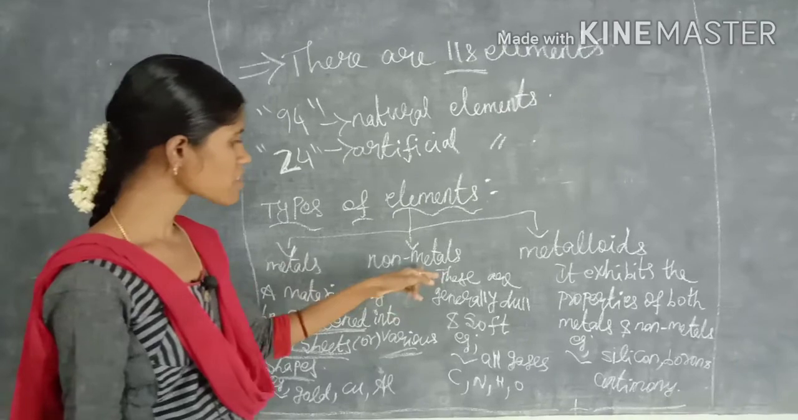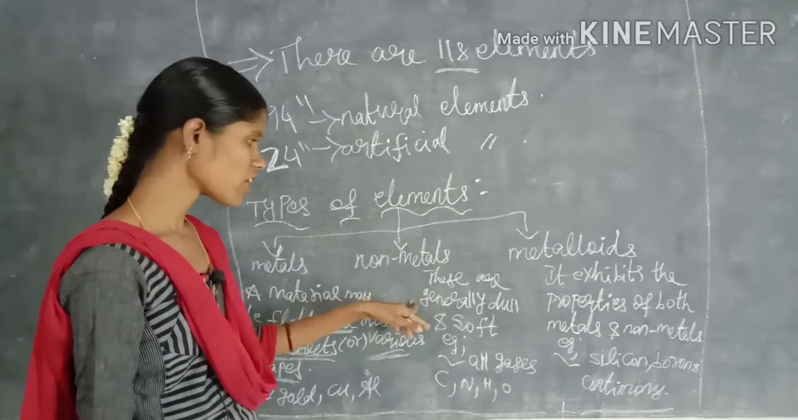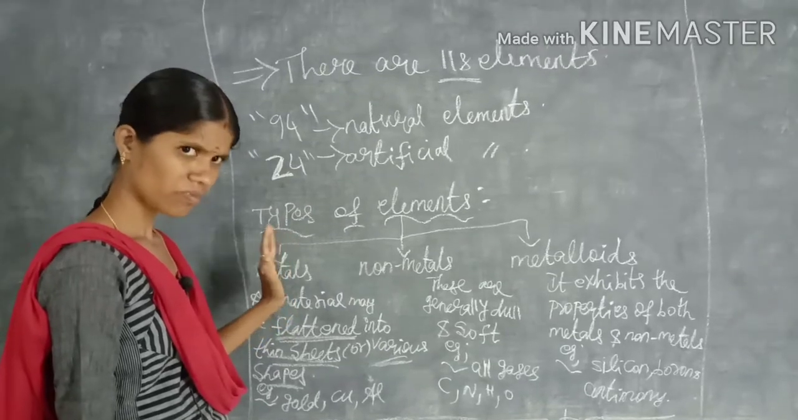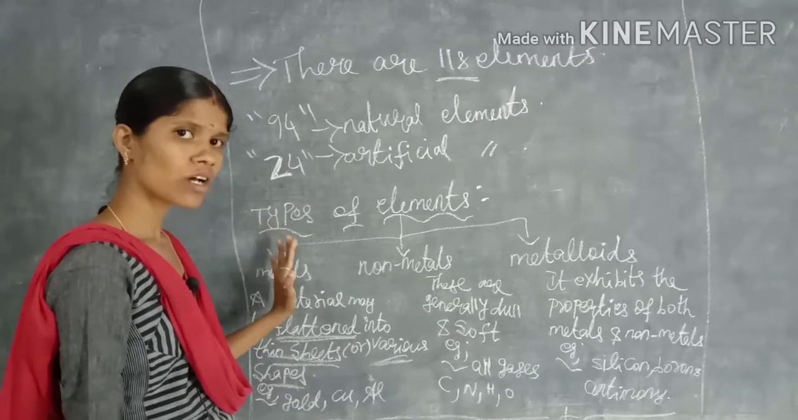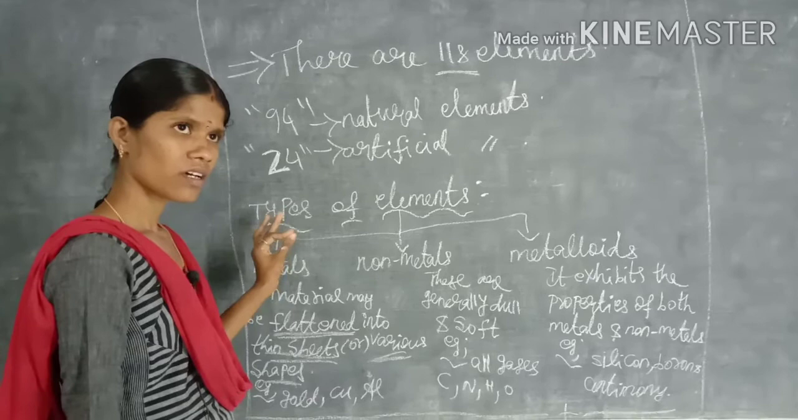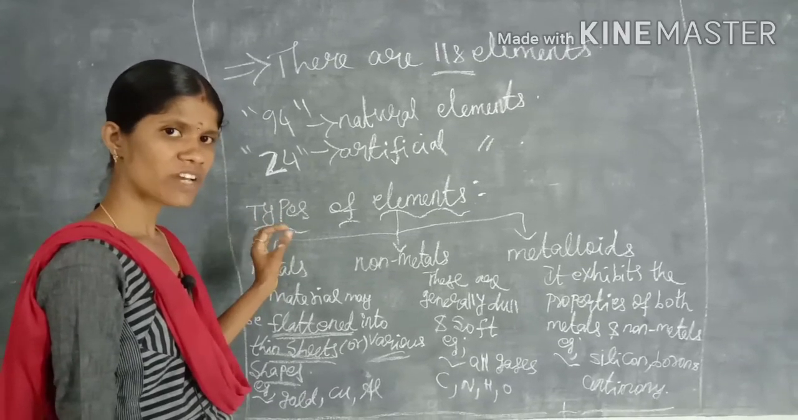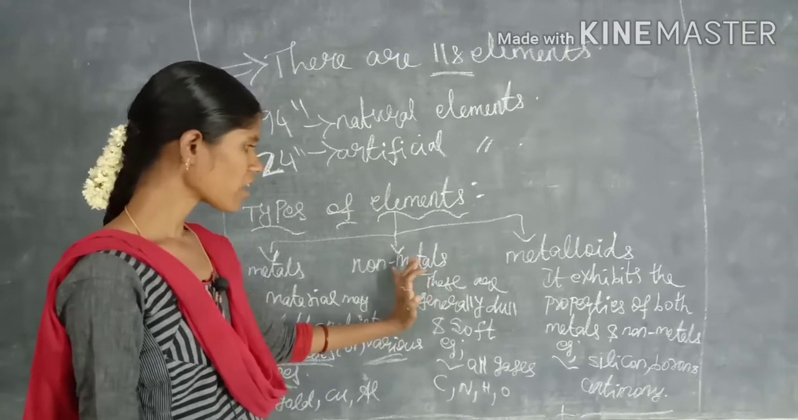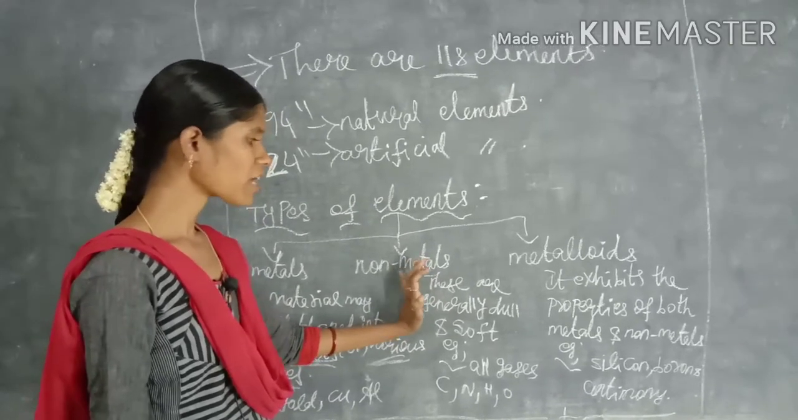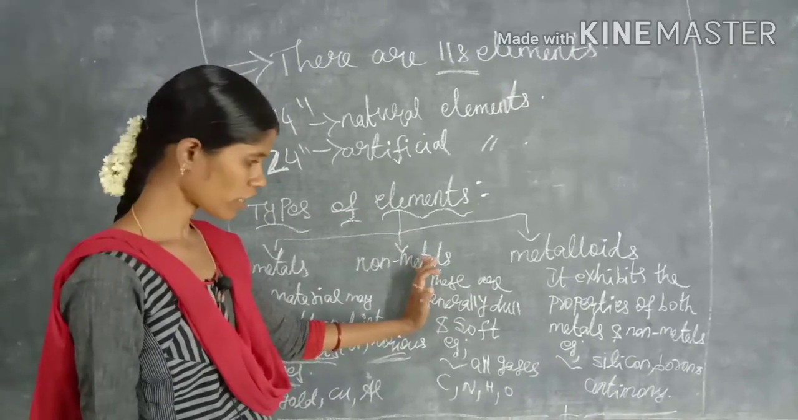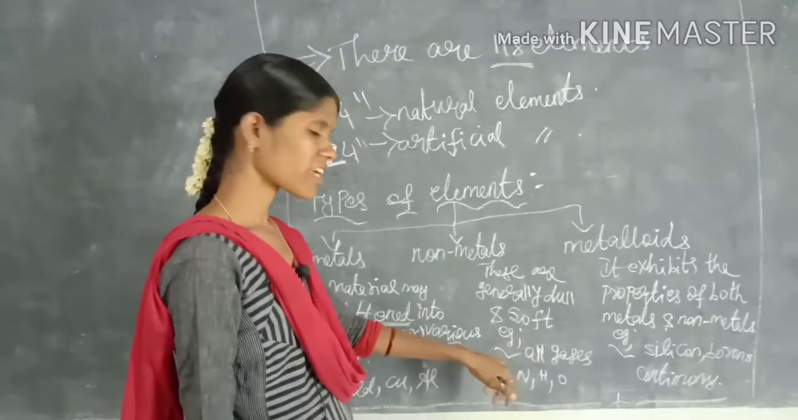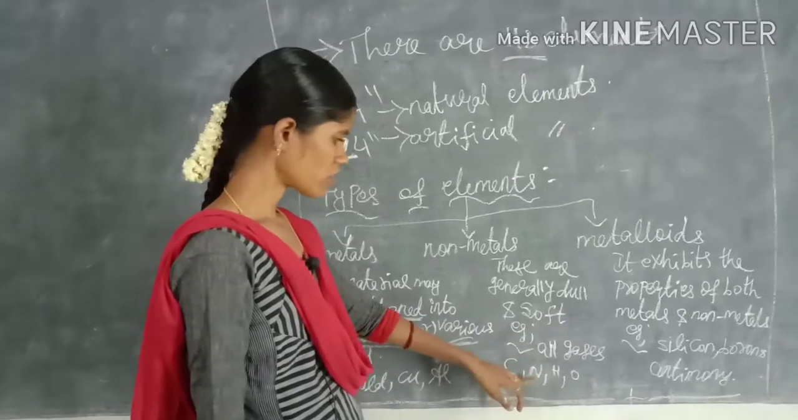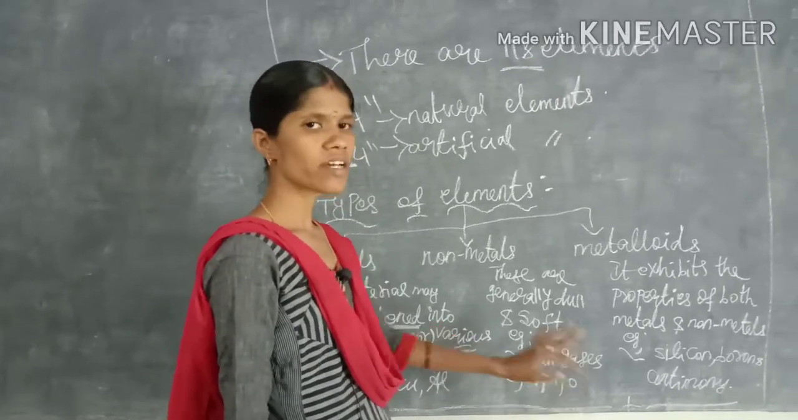Whereas non-metals are generally dull and soft. Metals have a brighter look, but their behavior is very tough. In the case of non-metals, they look dull but behave as soft ones. For example, all the gases we know: carbon, nitrogen, hydrogen and oxygen.